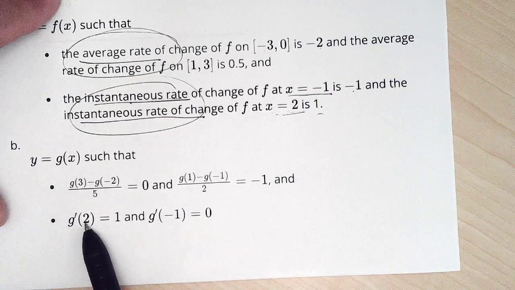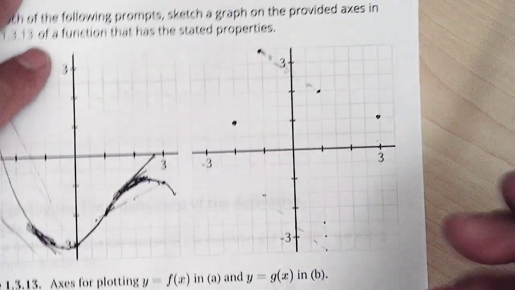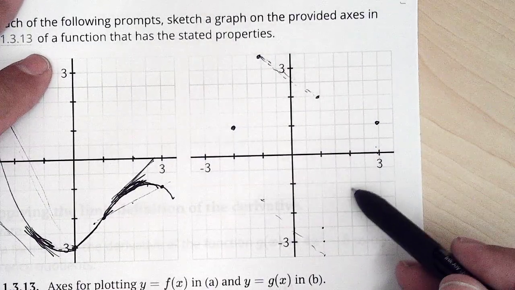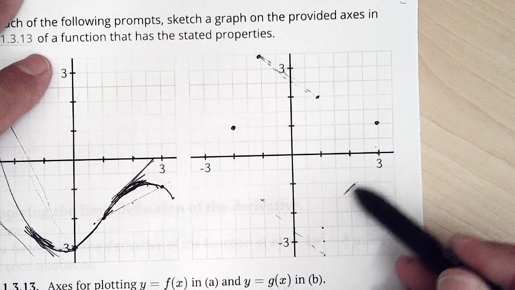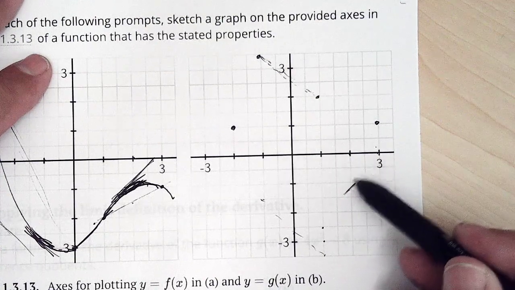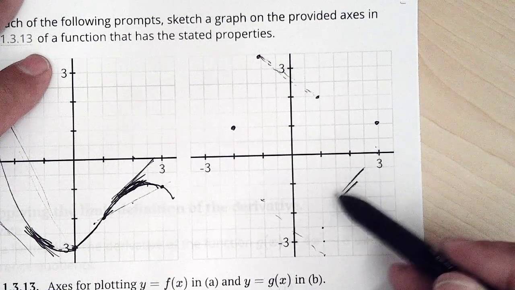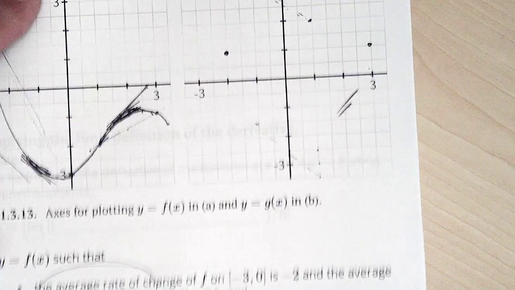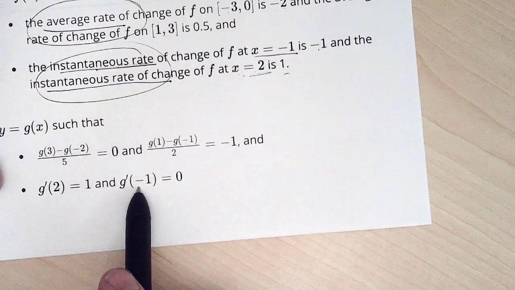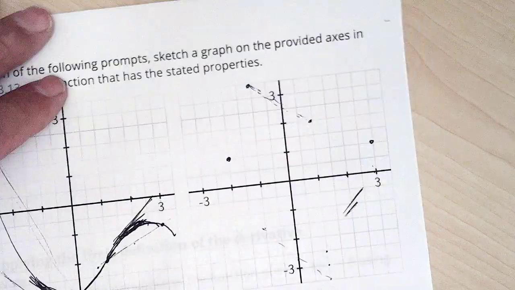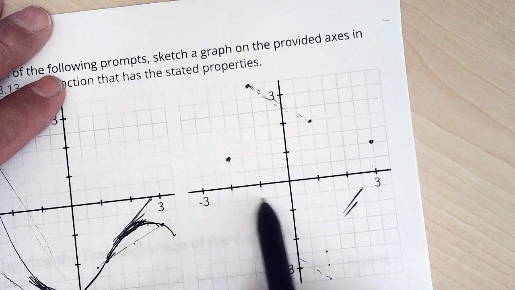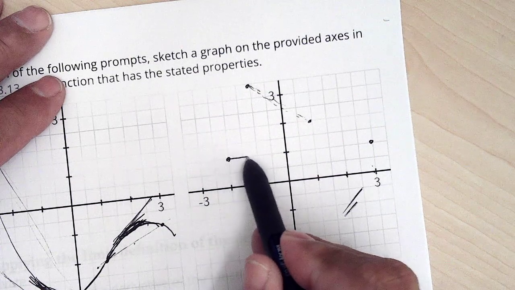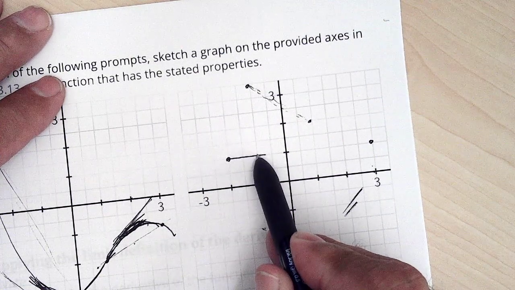All right, now instantaneous at 2 is 1. At 2, it has to be going up at a slope of 1. So right on this line, I have to have a slope that looks like this. So when it gets here, it's got to be going up. And at -1, it has to have a slope of 0. That's a slope that's straight across. So I could just go straight across. Now it's got a slope of 0.